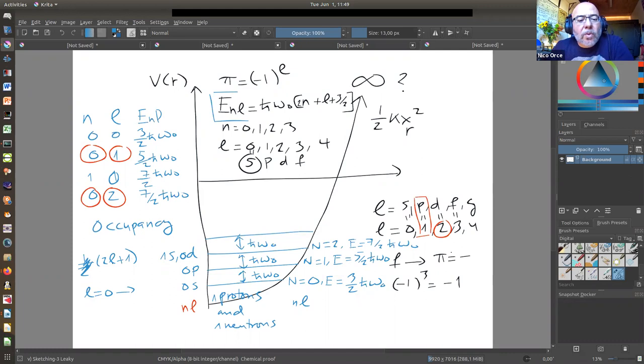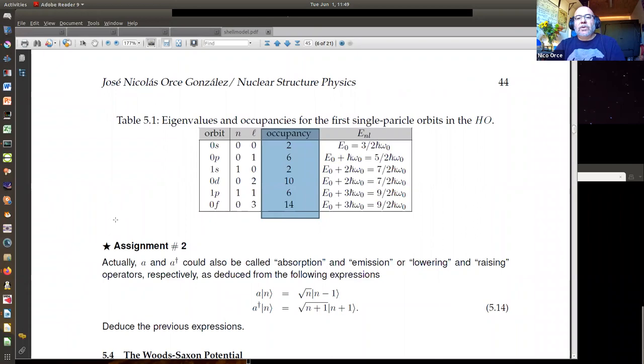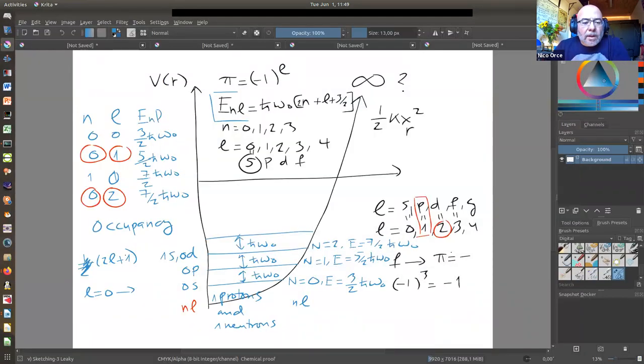Times 2. So let's see. If we have L equal to 0, the occupancy is 2 times 1, which is 2. Let's see whether we can make the formula for the occupancy. So L equal to 1, we have 2 times 1 plus 1, 3, times 2, 6, right? For L equal to 1, the occupancy will be 6. For L equal to 2, the occupancy will be 2 times 2 plus 1, 5, times 2, 10, right? And these are the number of protons and neutrons that can be accommodated into these particular floors.